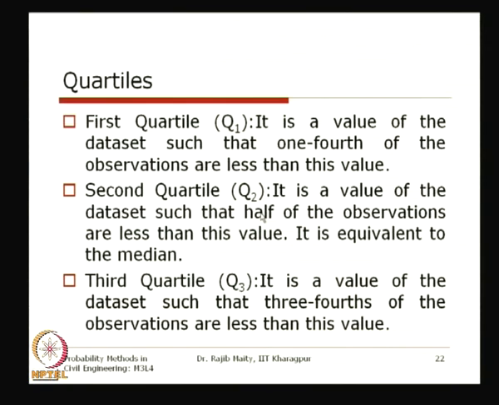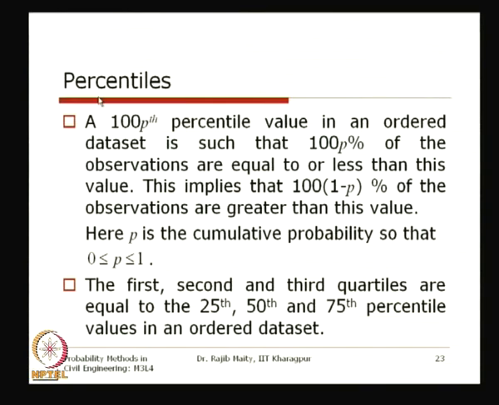Before that, we will see this in terms of the percentile. When we talk about the 100 multiplied by pth percentile of a particular data set, before I go on, this p is the cumulative probability, so it varies from 0 to 1. For p equals 0.1, this quantity will give you the 10th percentile, or p equals 0.6 will give you the 60th percentile value.